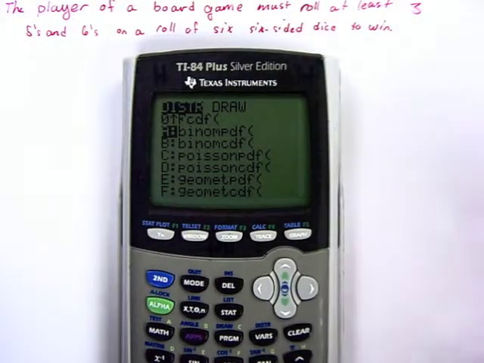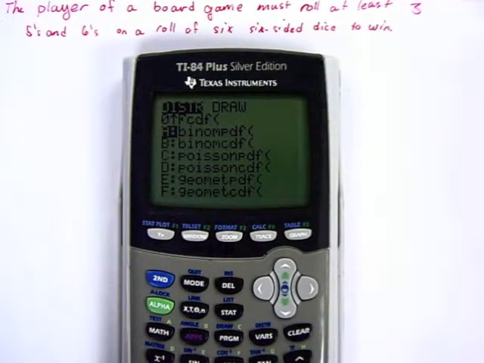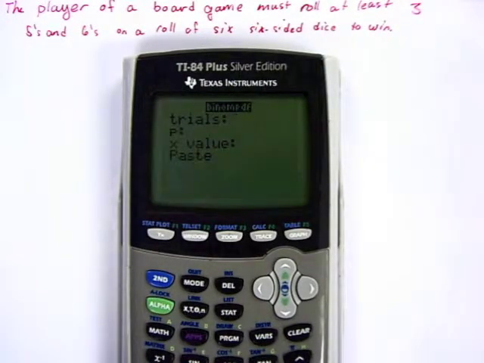Unlike the normal model, the binomial model, though, is discrete. So if we want to find the probability that we get exactly 3 5s and 6s on 6 rolls of six-sided dice, we can do that using this binomial PDF. So let's go ahead and do that first.